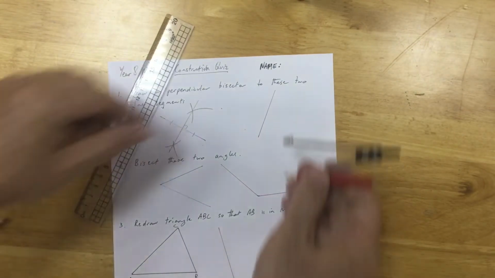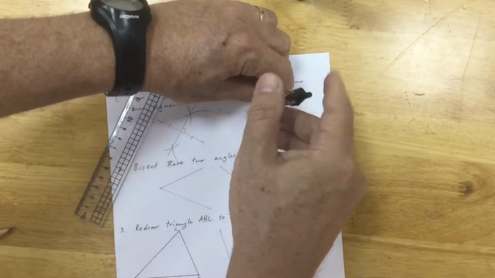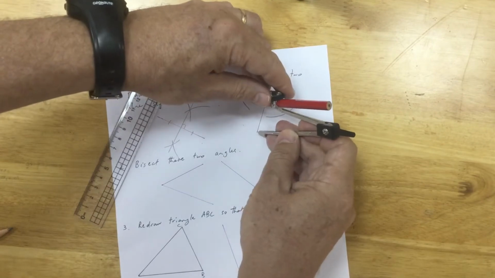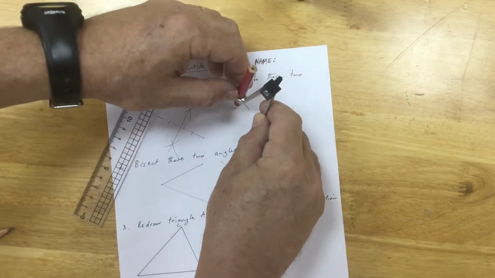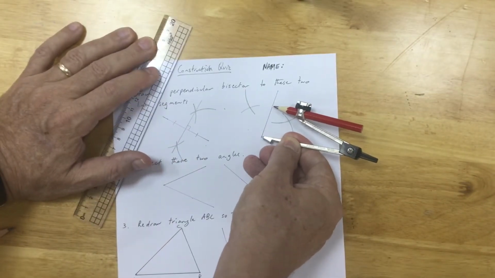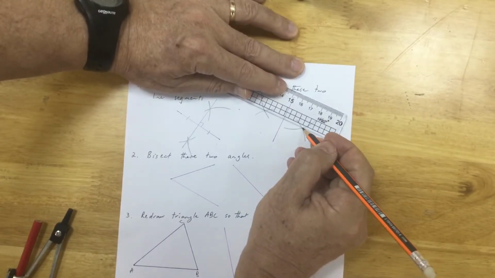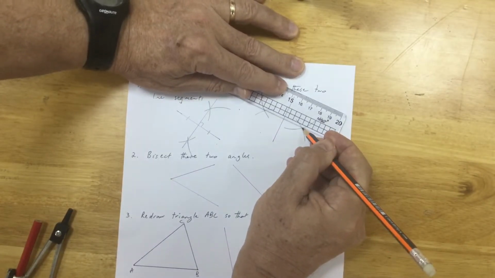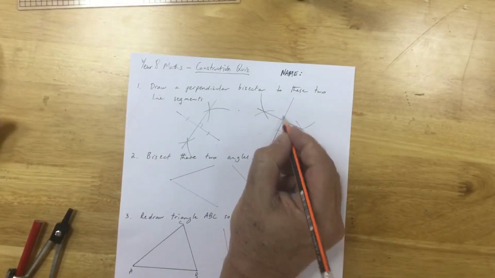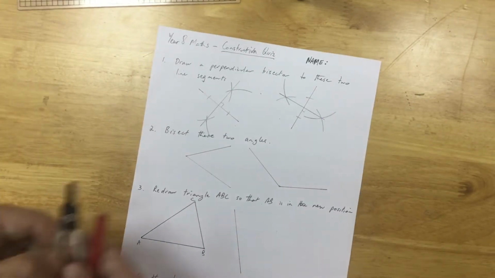Okay, quickly do the same thing over here. So point on the end, arc here, and this one. Hey, I forgot to say, this radius can be anything as long as it's more than halfway along. Could be anything, and then as long as you don't move it, keep it the same. Okay, there we go. Perpendicular bisector.